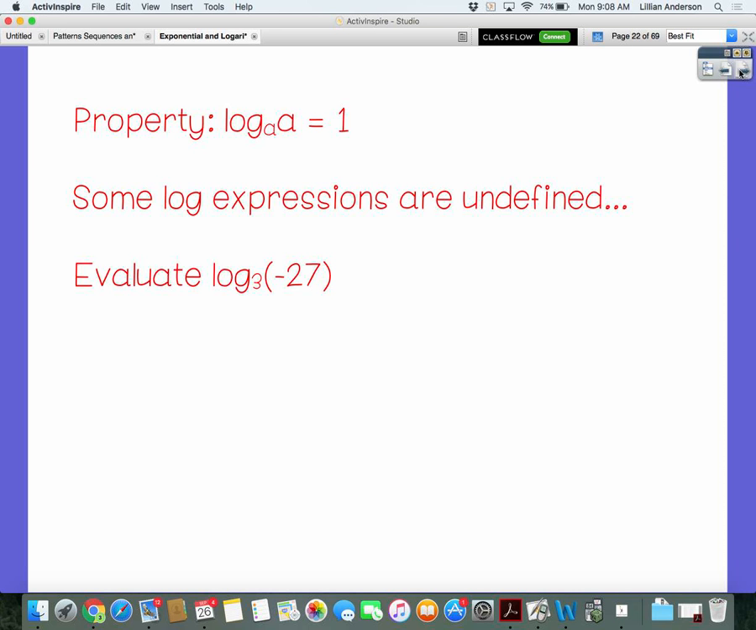Now some log expressions are undefined. Look at this one. Log base 3 of negative 27. Okay? How would you write that in exponential form? Dakota, how would you write this in exponential form? You got log base 3 of negative 27. How would you write that in exponential form?